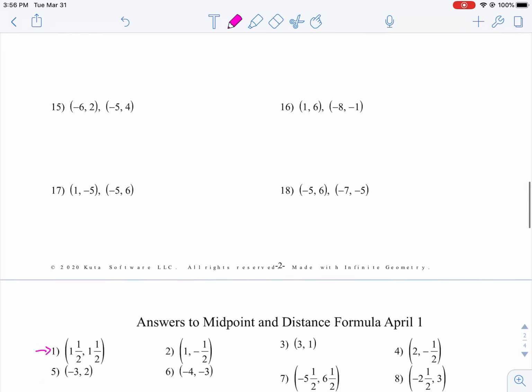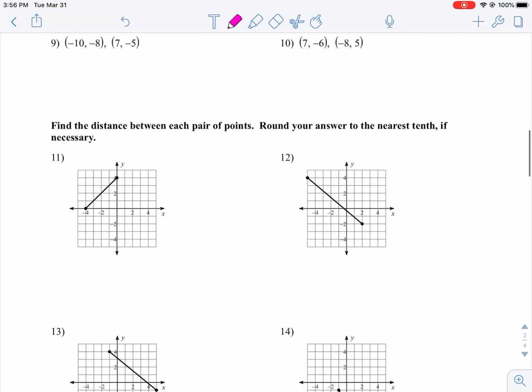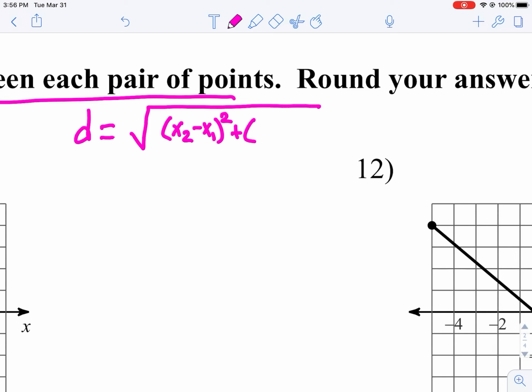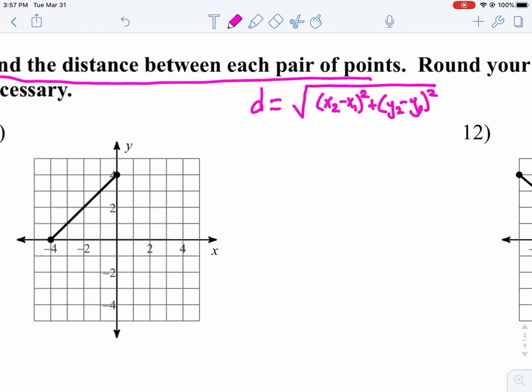What we're going to do, just one practice, is try to find the distance, okay? So on number 11 through 18, we're doing the distance formula. Find the distance between each pair of points. So we're not finding the midpoint, we're finding the distance. And if we recall, the distance formula equals the square root of x2 minus x1 squared plus y2 minus y1 squared. Okay, so there's your formula.